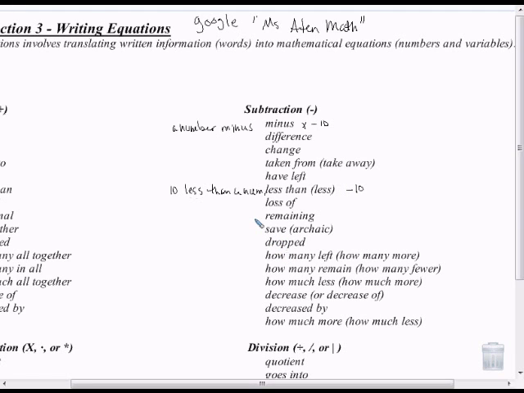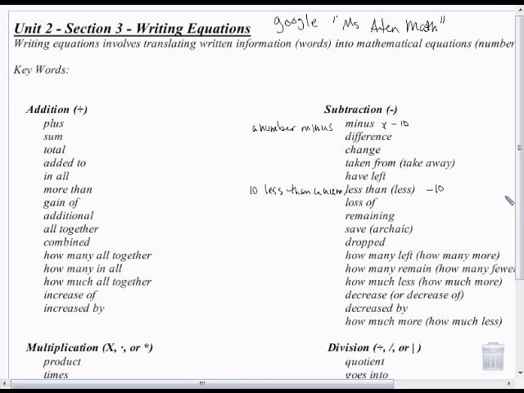If I have $5 less than you, you would take however much money you have and subtract 5, and that would tell you how much money I had, right? So just be careful of the order with subtraction. You have to kind of logic that out sometimes.